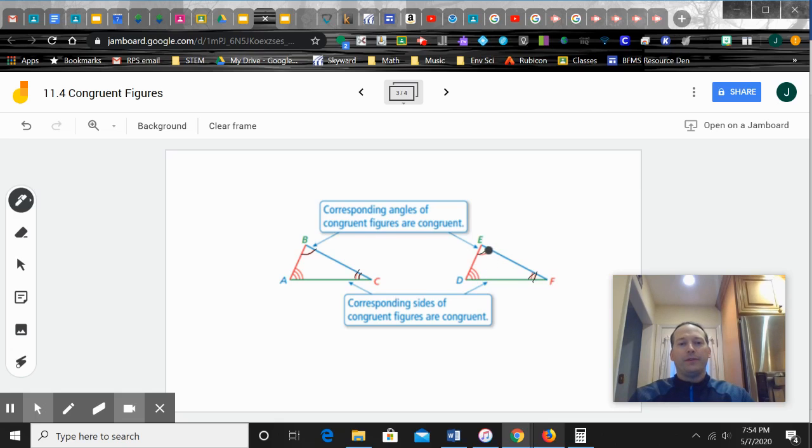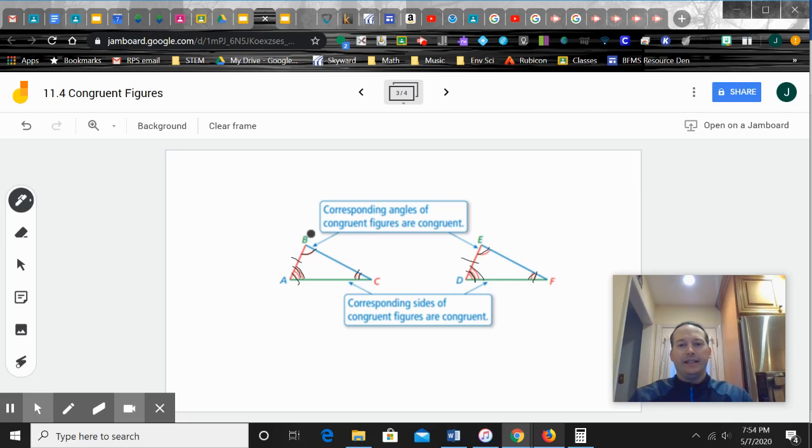But they are different than E and B. That's why you have two lines. And then for A and D, you have three lines. That just means that A and D are congruent, but neither A nor D have the same measure as C or as B.